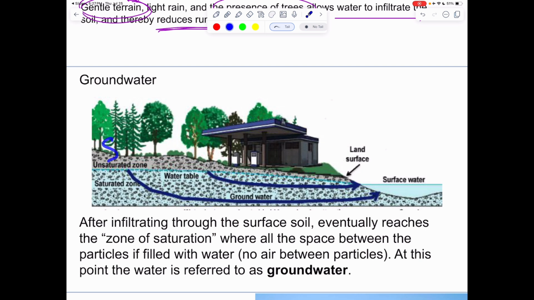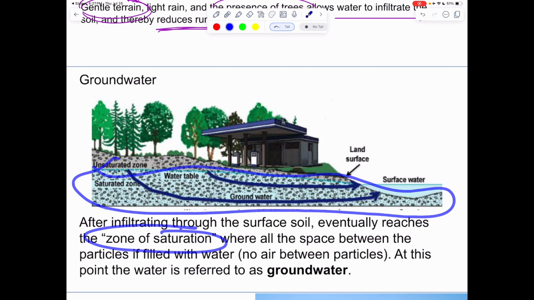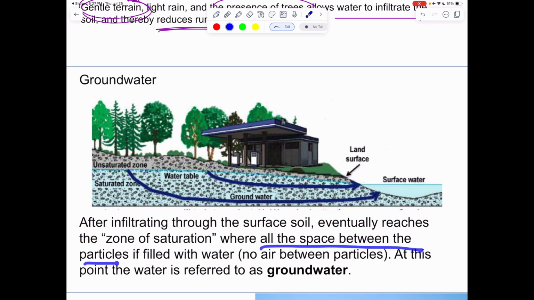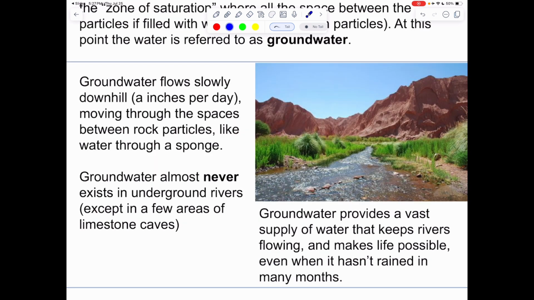After all this water has percolated down and infiltrated, we're going to get to a point called the zone of saturation. That's this area all in here, where all the space between the particles is filled with water. There's no air left. This is referred to as groundwater. We use this for wells, we use this for drinking water. It's extremely important. This groundwater is going to move slowly downhill, moving through these spaces, kind of like a sponge. It's going to slowly shift and move like a sponge.